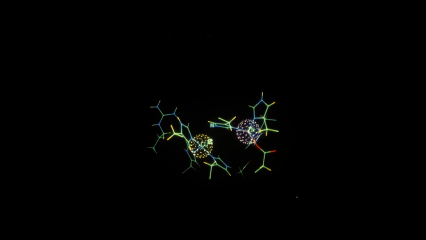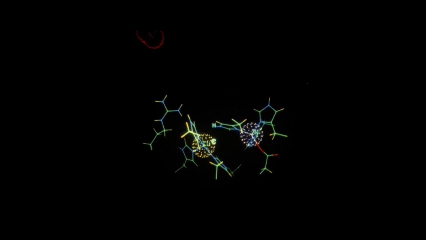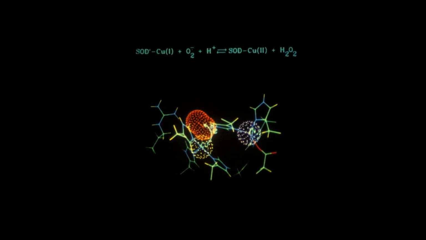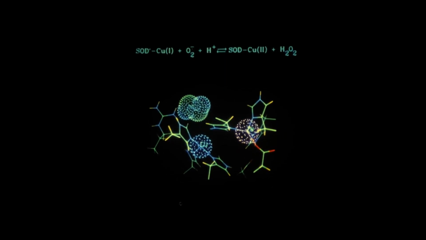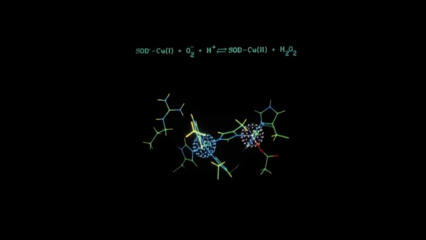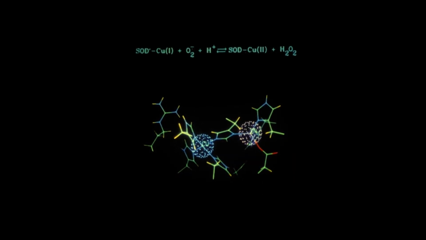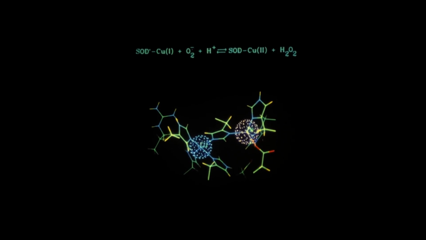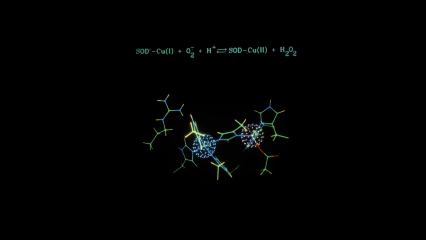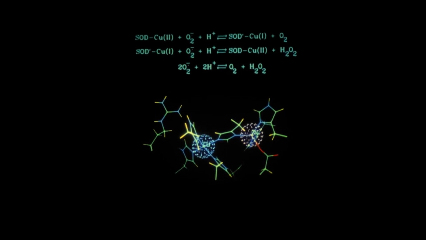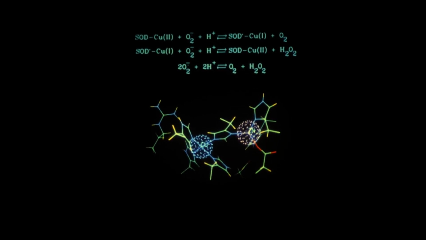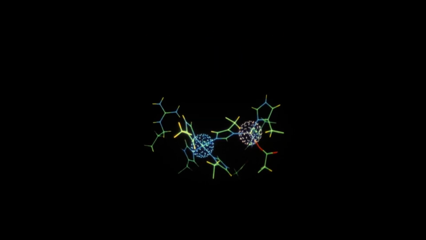In the second step of the reaction, a second superoxide molecule picks up the electron from the copper and 2 protons, one from the histidine and one from solvent, to form hydrogen peroxide. Thus, in the 2 steps of the reaction, we take 2 superoxide negatively charged radicals and form 1 molecular oxygen and 1 hydrogen peroxide. Most of the residues involved in setting up the electrostatic field and in the mechanism are conserved among different species.